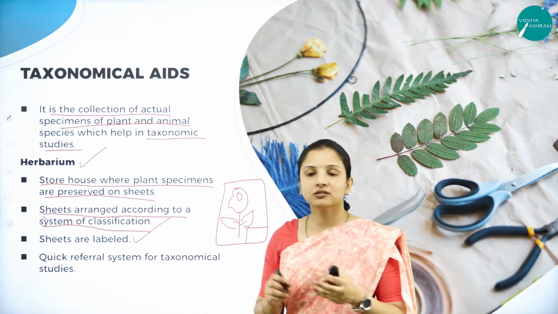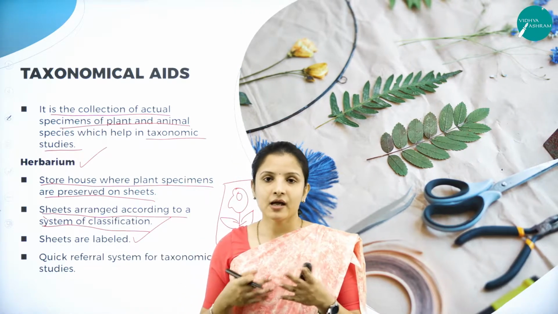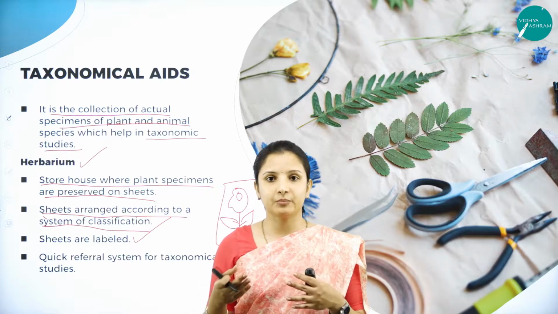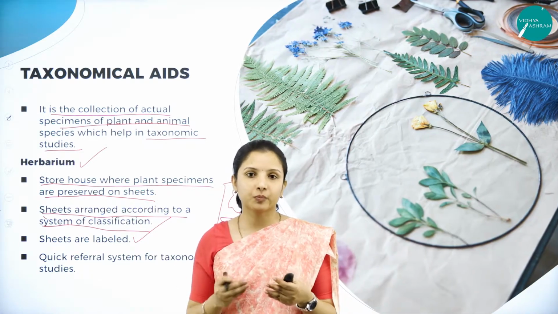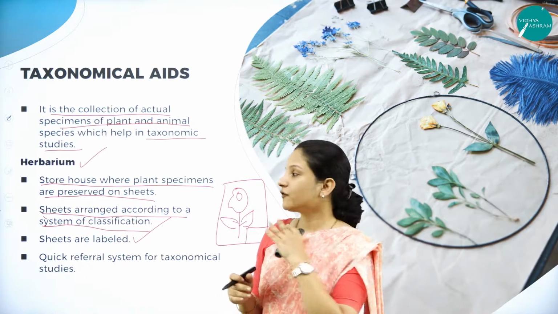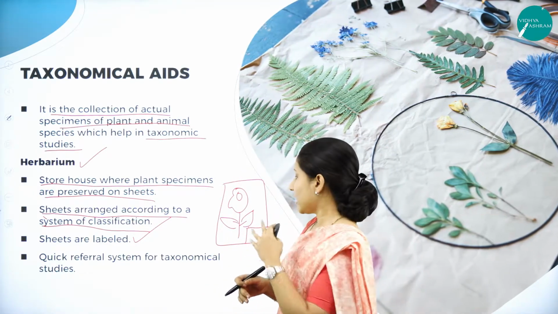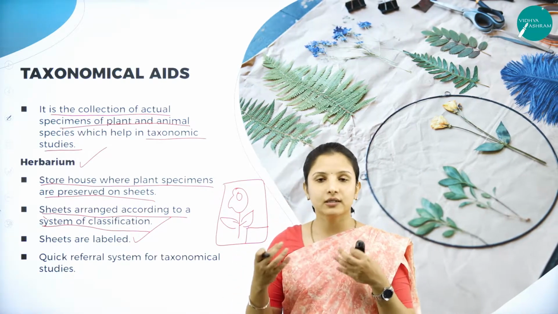So this is a quick referral system, like how you enter into a library and to prepare notes, you refer to whatever books are available. Depending on what you want, you select the books and you start reading and preparing notes. In the same way, for plants also, it is a quick referral system to study about the plant. So you will understand how the flower looked like, what the leaf looked like.